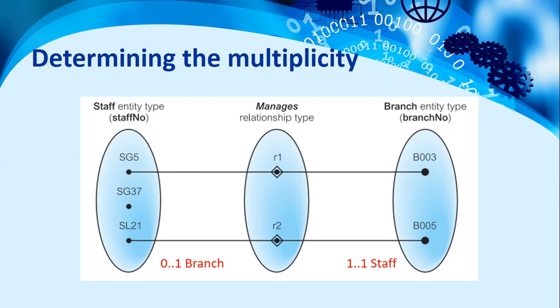Okay. So of each maximum of 1 branch for each member of staff involved in this relationship, and a maximum of 1 member of staff for each branch, ba? Isang staff lang yung nagmamanage sa branch. So therefore, we refer to this type of relationship as one-to-one.